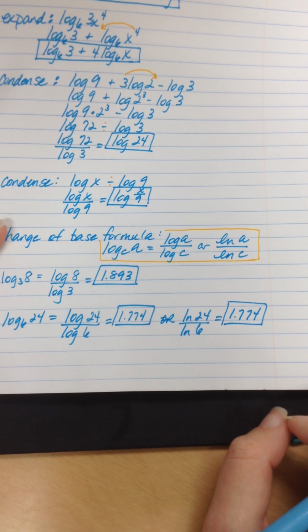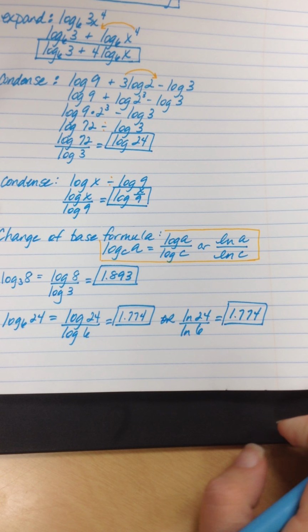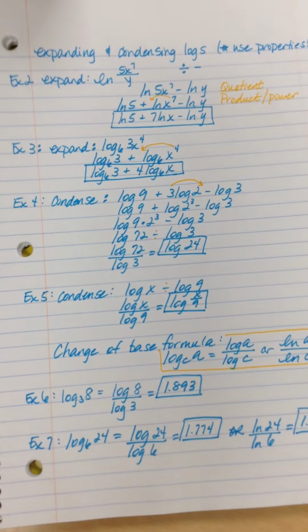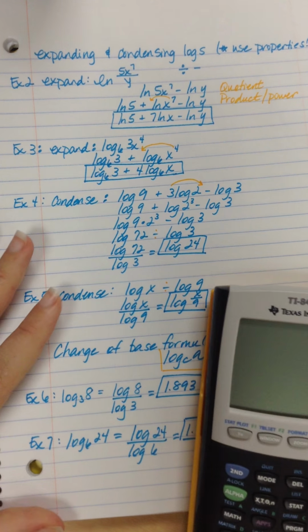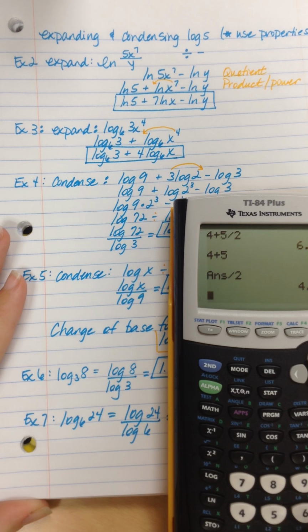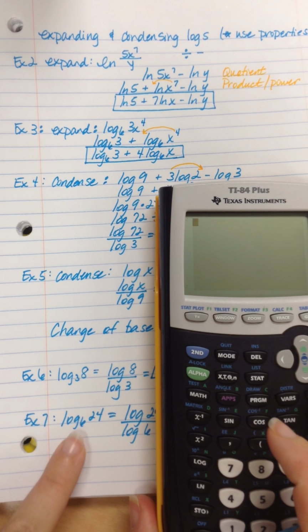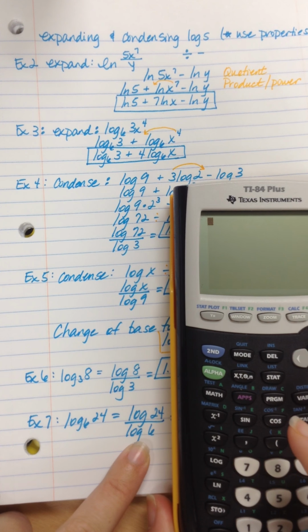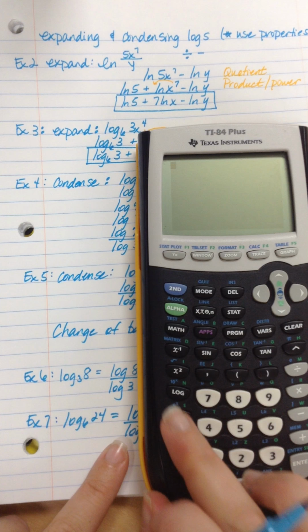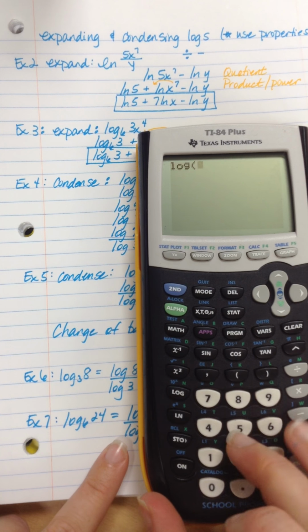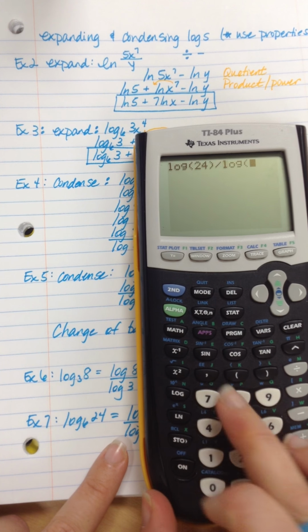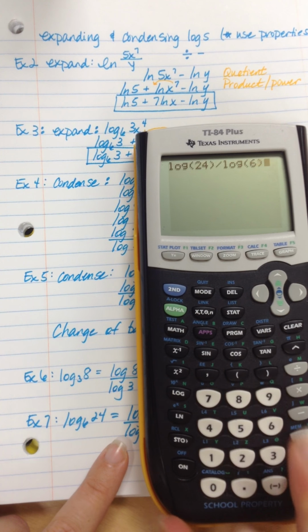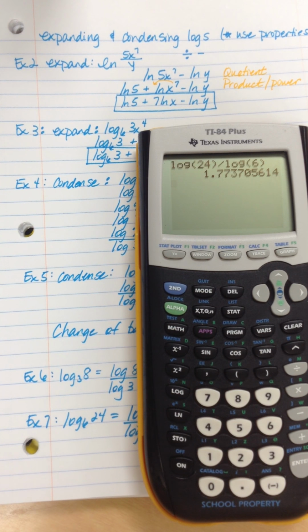Give me 1 second. I'm going to grab a calculator so I can show you where those buttons are if you were absent for last class period. Okay, looking at example 7, we had log base 6 of 24. So on your calculator, here's your log button. Log of 24, and we're going to divide it by the log of 6. Again, our answer 1.77.